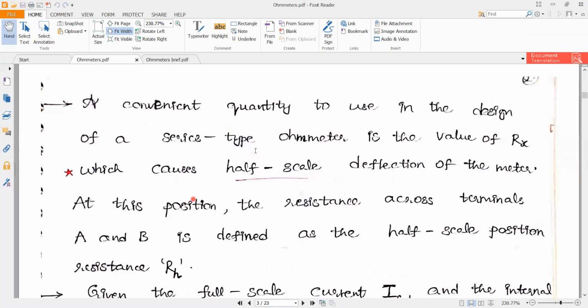The convenient quantity to use in the design of a series type ohm meter is the value of Rx which causes half scale deflection of the meter. At this position, the resistance across terminals A and B is defined as the half scale position resistance RH. Across this middle point of the meter, I am going to consider this resistance as RH here.